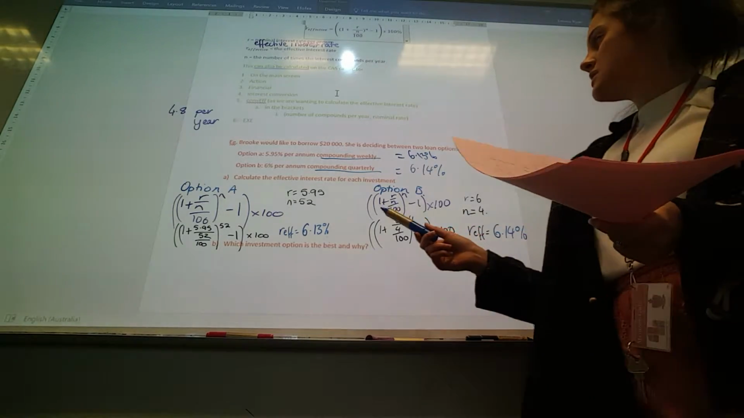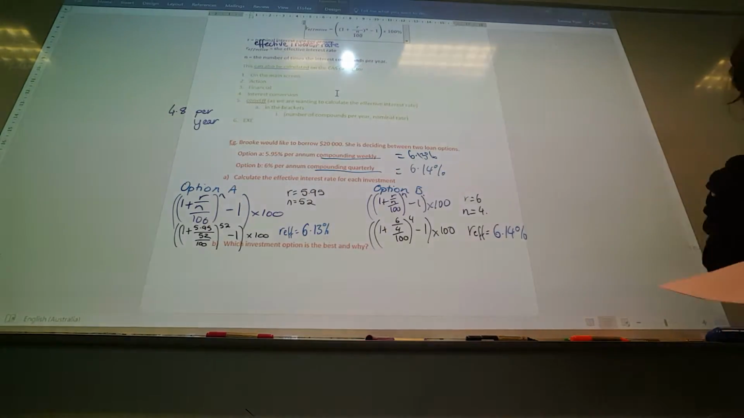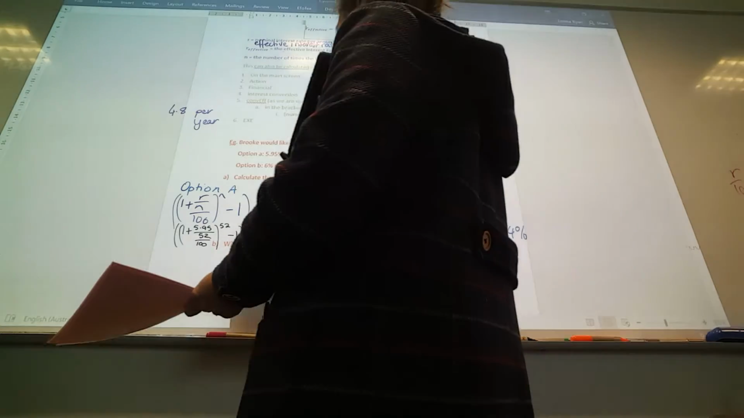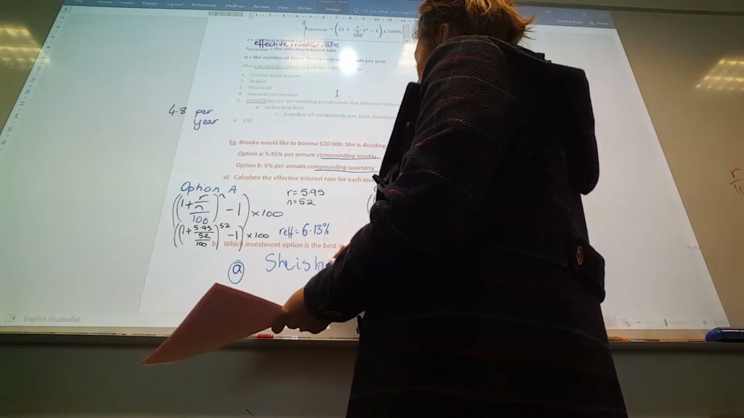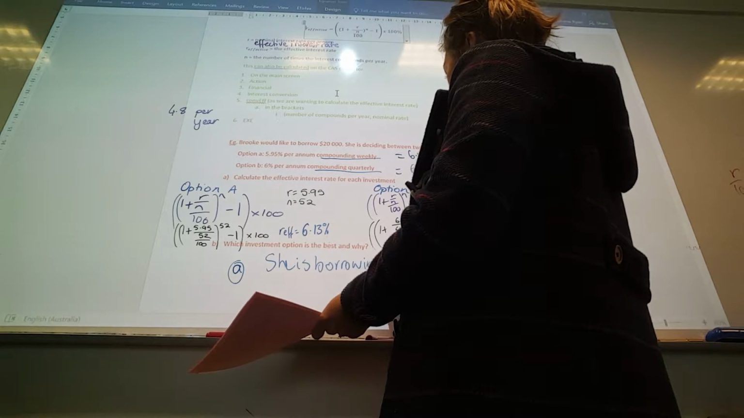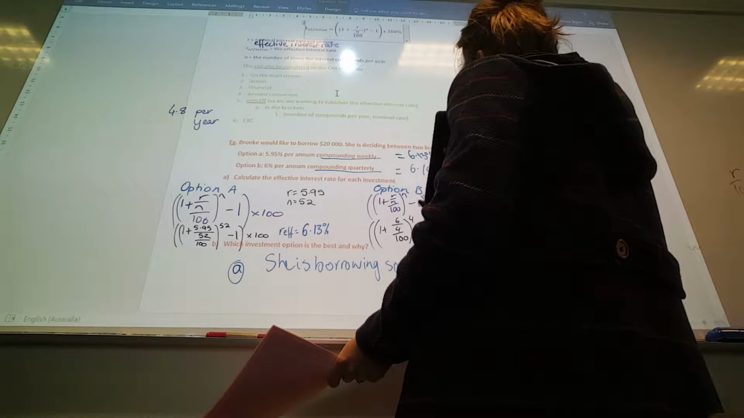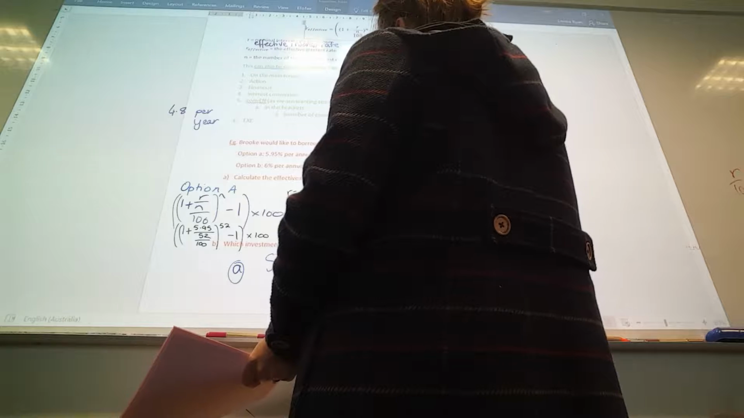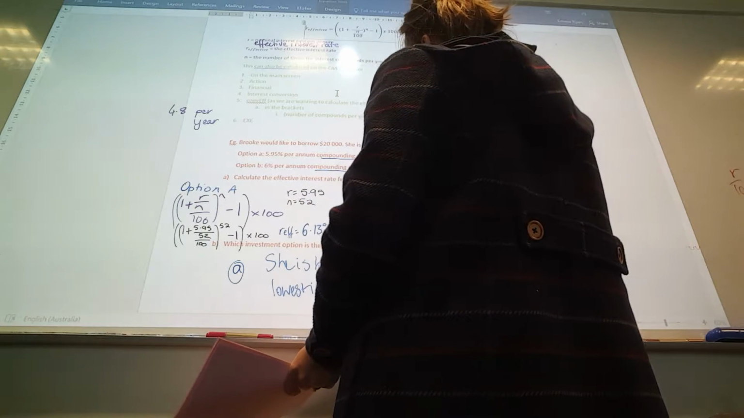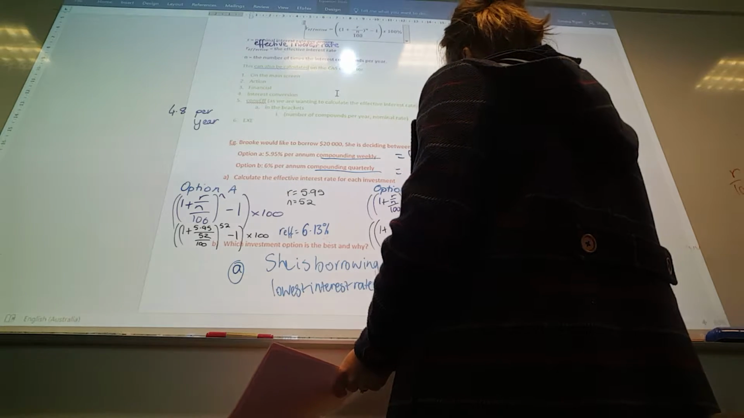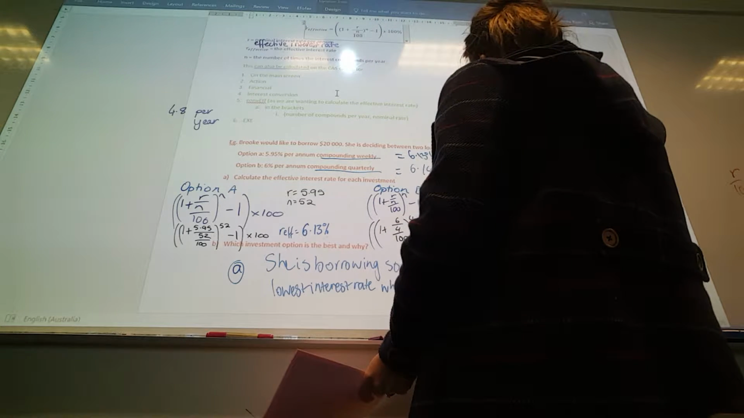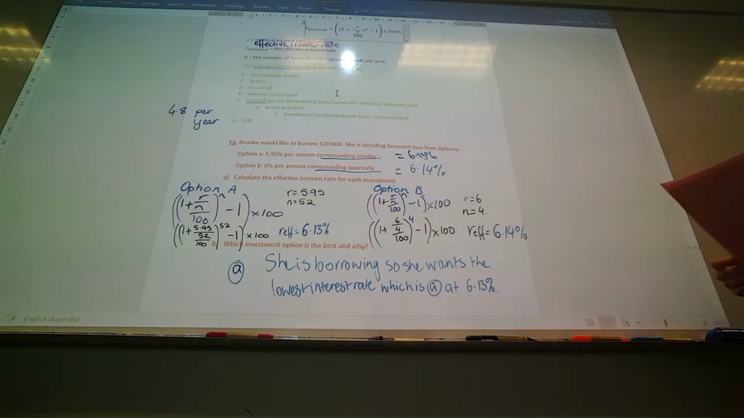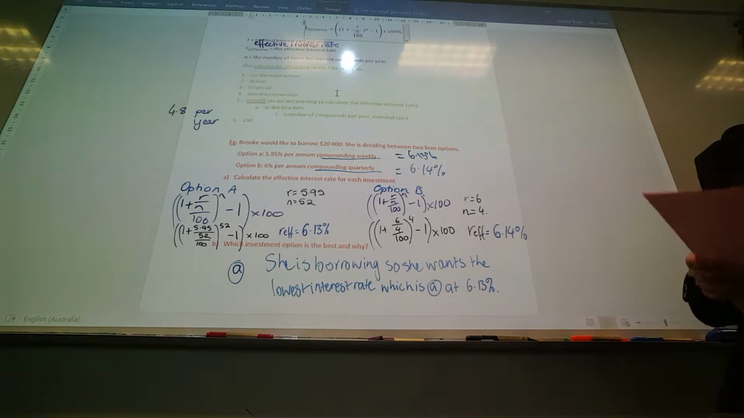Because she is borrowing, she wants the lowest interest rate. Which one's a better option? A. Yep. She is borrowing, so she wants the lowest interest rate, which is A at 6.13%. If she was investing, she'd want the other one, definitely.